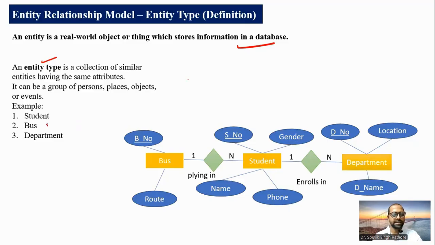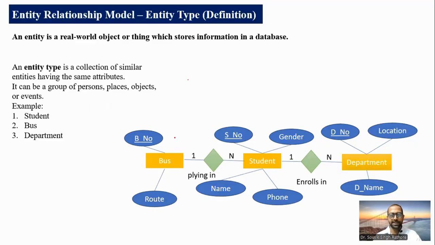Let me give another example. Suppose we have bus number 101. It is one entity. Then we have bus number 102, which is an entity. Bus number 103 can be an entity. But together, these buses will be called the entity type. The same idea goes for the department also. We have the computer science engineering department, the mechanical department, or the civil department. All these departments together will be an entity type.